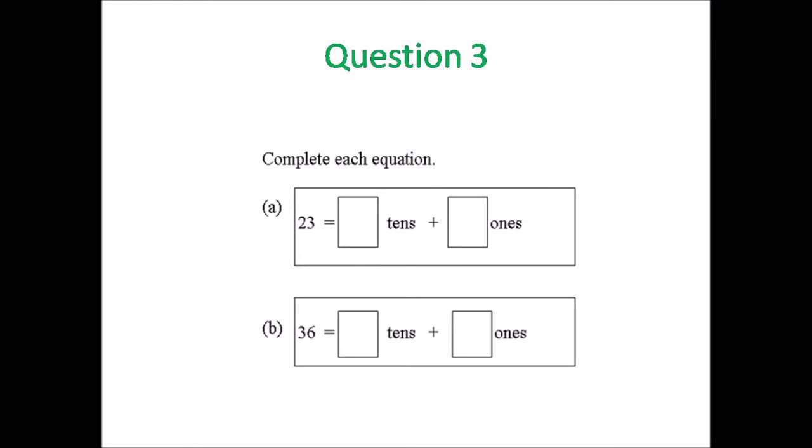And we are moving on to question 3. Okay, grade 2 students, here we go. 2 parts. Complete each equation. A, 23 is equal to how many 10s plus how many 1s? Do that first, put a number for the 10s and number for the 1s. And 36 is equal to how many 10s and how many 1s? So just put your numbers in the boxes.